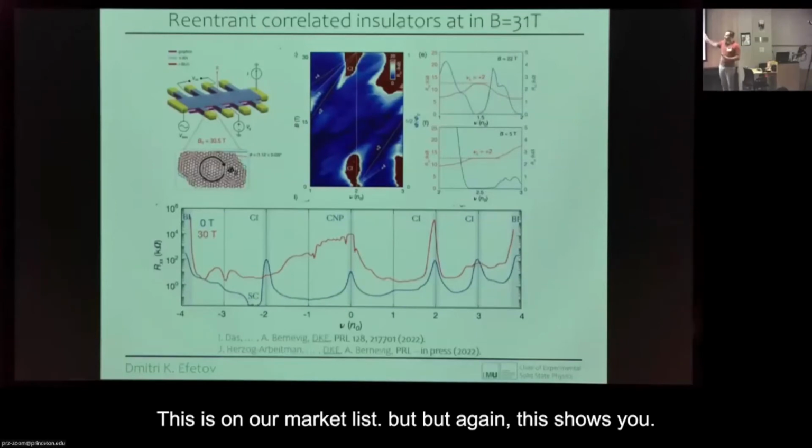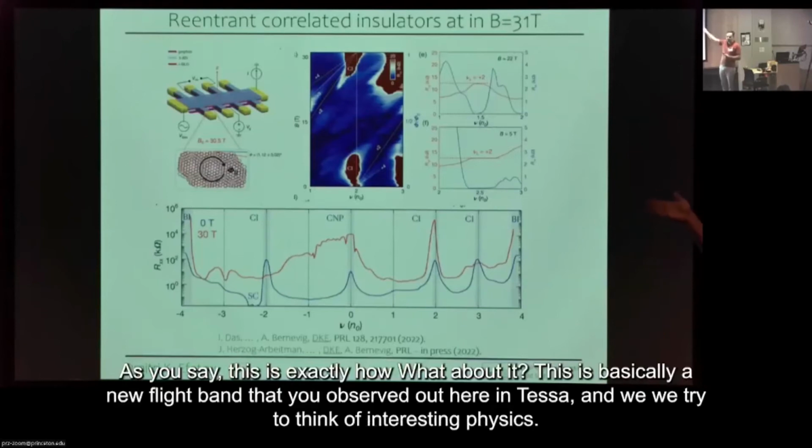But again, this shows you, as you say, this is exactly how we thought about it. This is basically a new flat band that you observe now at 30 Tesla, and we try to think of what interesting physics we can do with it.